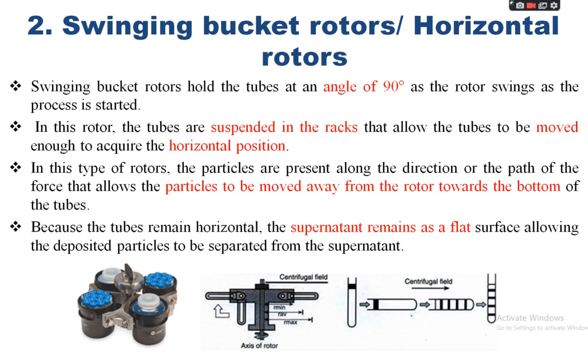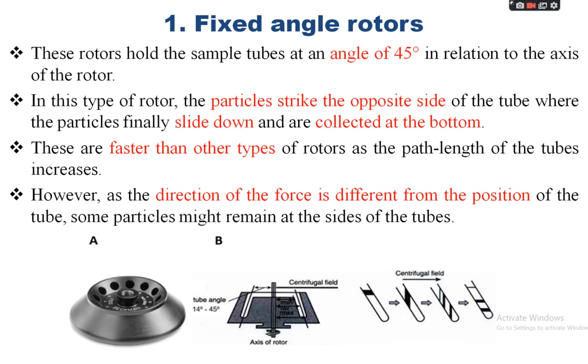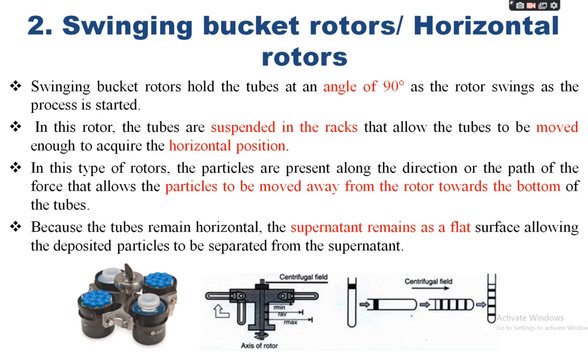In these rotors the tubes are suspended in a rack that allows the tube to move enough to acquire the horizontal position. In fixed angle rotors, the tubes only rotate about 45 degrees. In horizontal rotors it moves 90 degrees. So all the buckets or centrifuge tubes rotate to the horizontal direction.